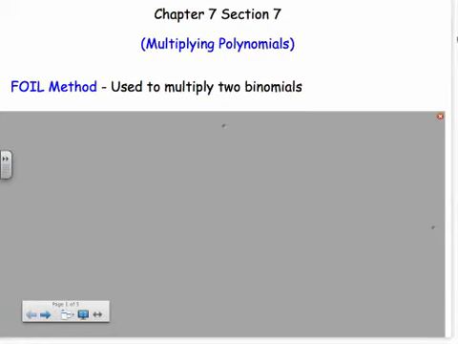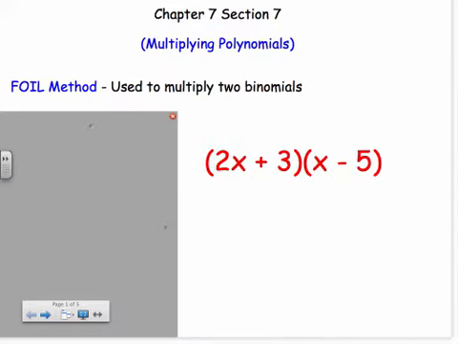Okay, we just got done multiplying monomials by polynomials. So basically we were just distributing one term throughout the entire polynomial. So now we're going to build on that. We're going to begin with multiplying two binomials at the same time, and this is called the FOIL method, which we use to do this. So let's take a look at what two binomials being multiplied looks like.